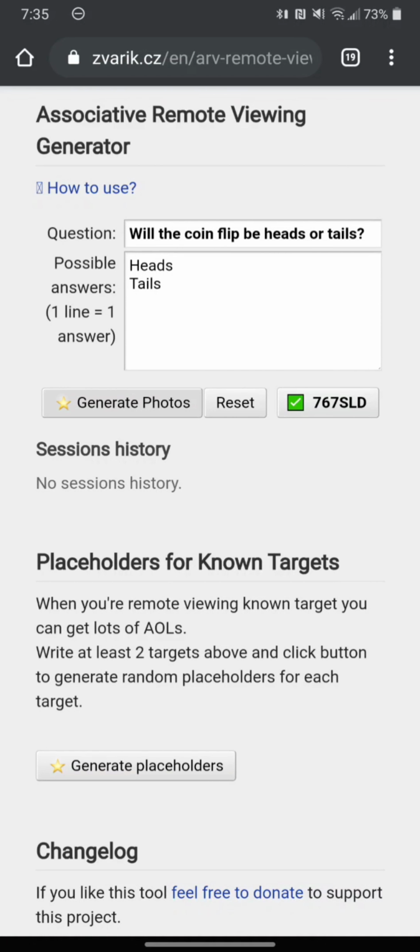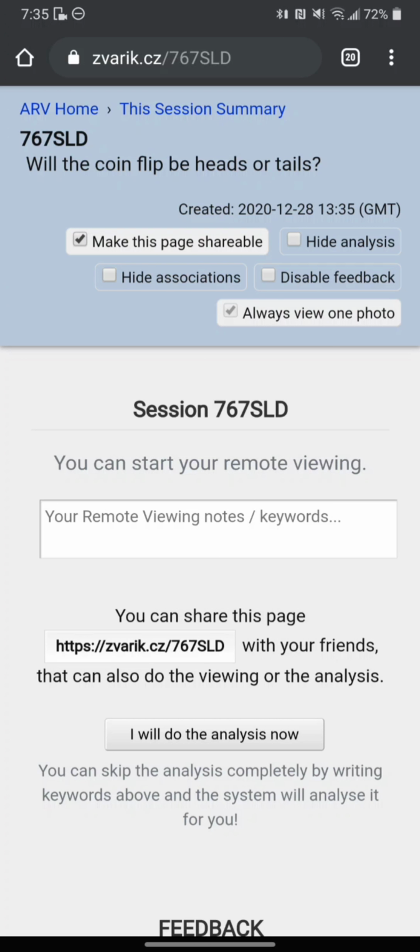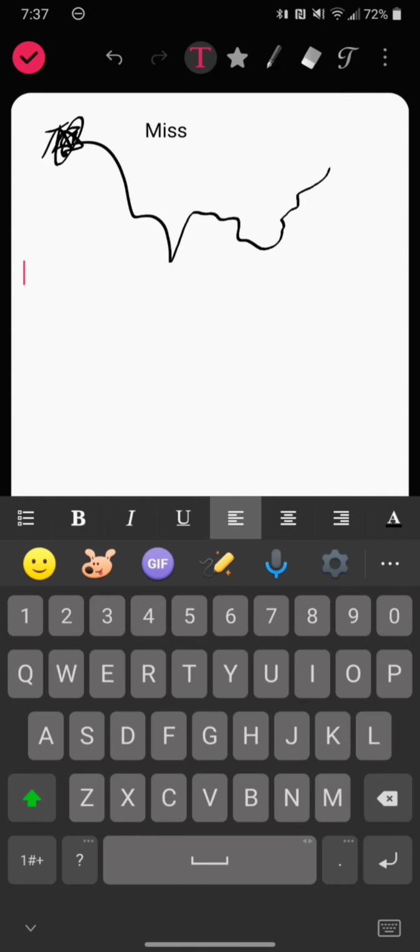Once we've made our choice, we can hit the button in the bottom right to take us to our trial here. It says session 767 SLD. This is like the target coordinates in remote viewing tournament, although it has some letters. They should work the same way. You can copy that URL and send it to a friend. But I'm going to hop straight into my sketch pad here and work on this one.